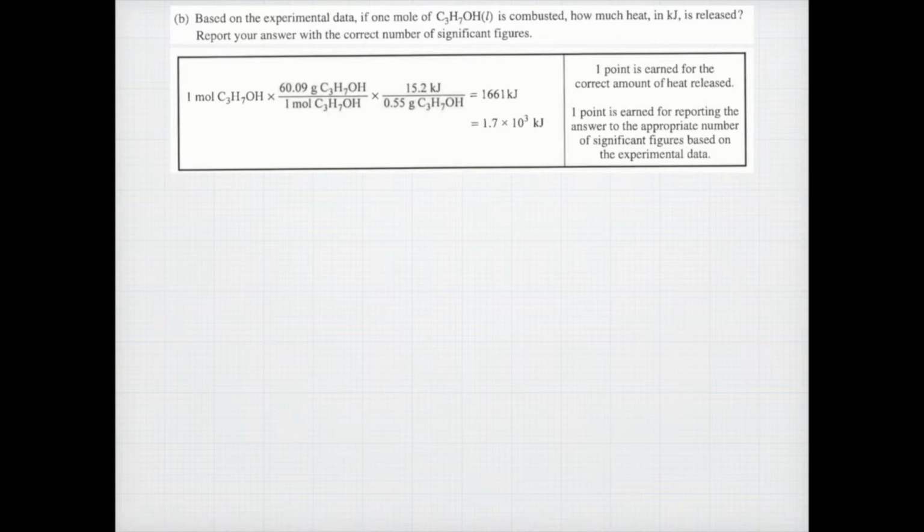They start with 1 mole of your compound. That works as well. I just think it makes more sense to go from kilojoules per gram and then get into kilojoules per mole. So that's your answer.